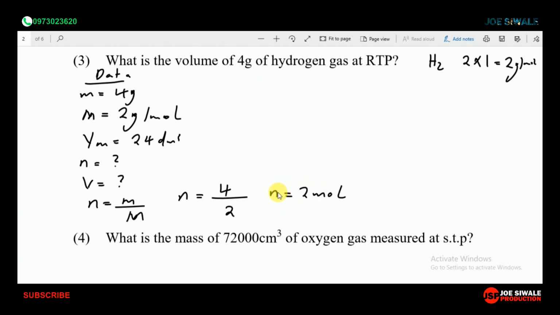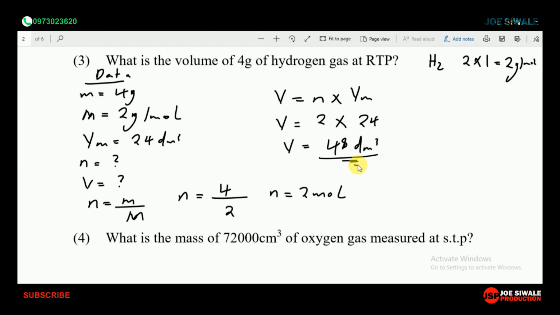Since we know the number of moles, we can now calculate volume. Volume is equal to number of moles multiplied by the molar volume. So volume is equal to 2 multiplied by the molar volume, which is 24. So volume is equal to 48 cubic decimeters. So that's going to be our answer.